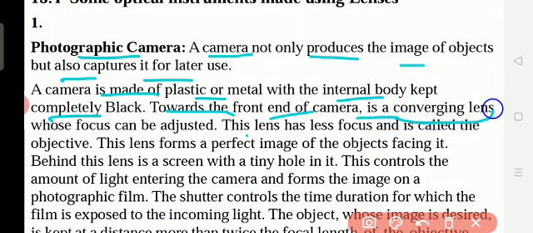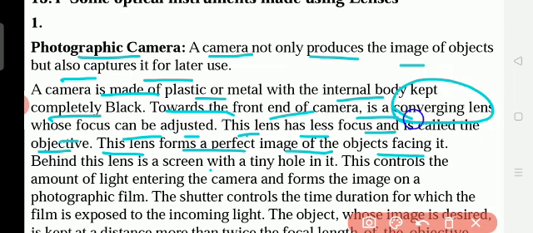So converging lens means what? It is a convex lens. Diverging lens means it is a concave lens. Its focus can be adjusted. This lens has a short focal length and is called the objective. This lens forms a perfect image of the object facing it.